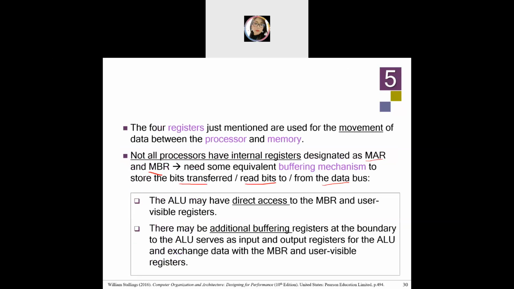An important thing that you need to remember is that the ALU has direct access to the MBR and the user-visible registers. So it sometimes has the power to go directly to your memory buffer register. There may also be additional buffering registers, instead of MBR, at the boundary of the ALU, serving as input and output registers for the ALU and exchanging data with the MBR and user-visible registers.